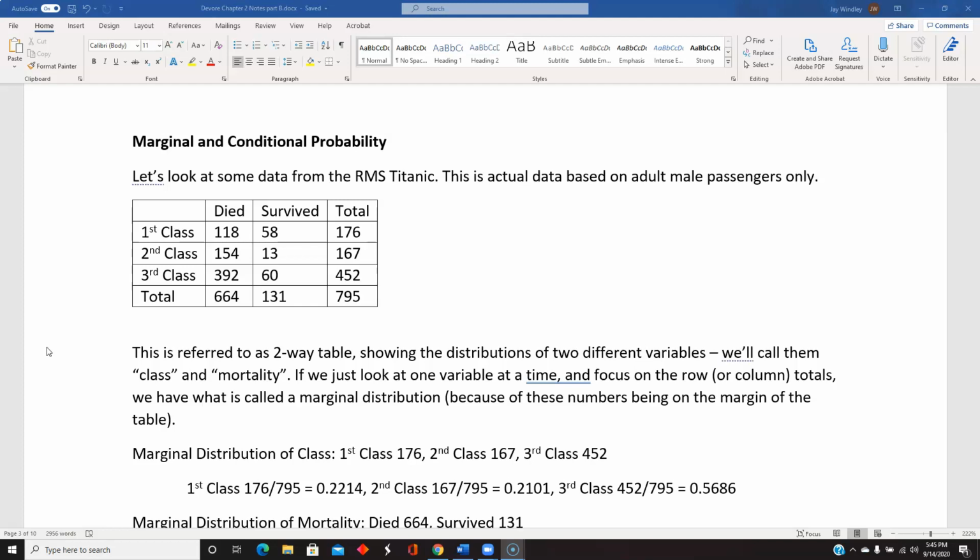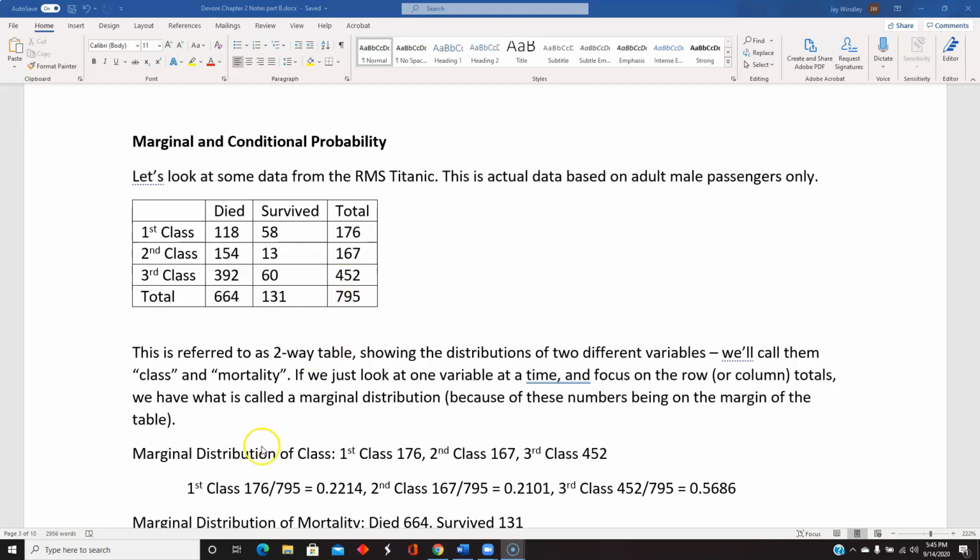If we just look at one variable at a time and we focus on either the row totals or the column totals, we have a marginal distribution. So for example, the marginal distribution of class is that first class has 176 passengers, second class has 167, third class has 452, total of 795.